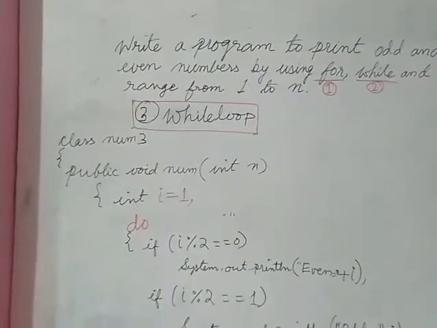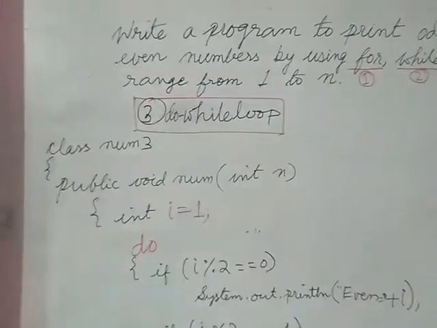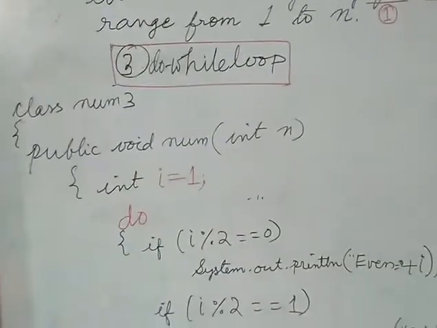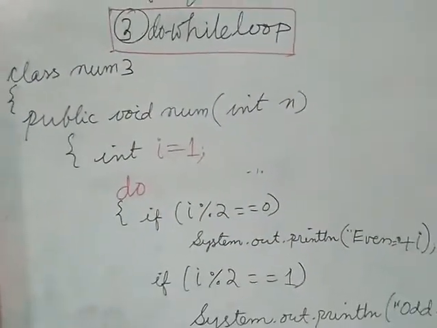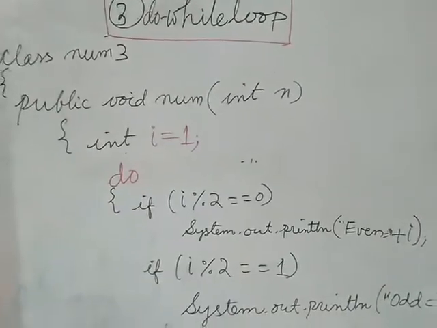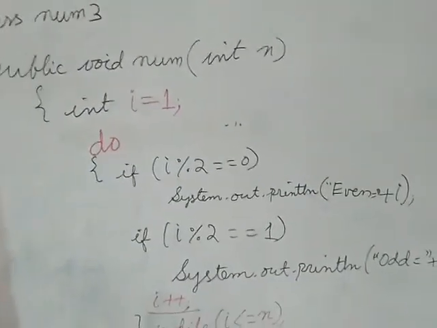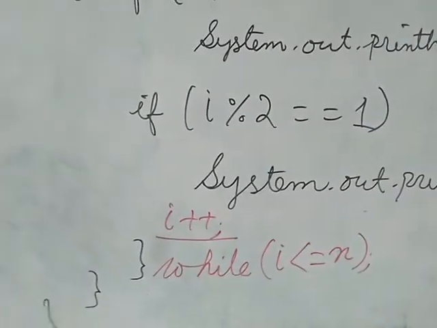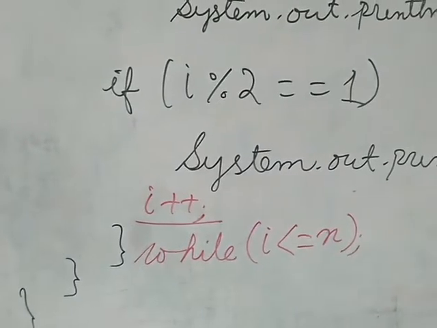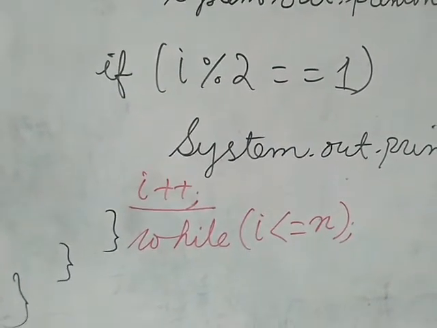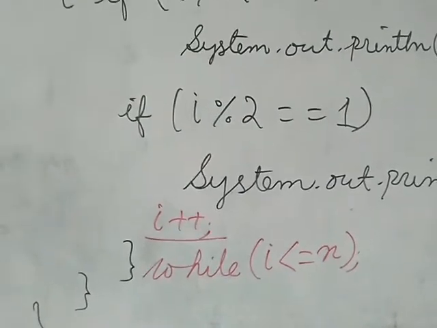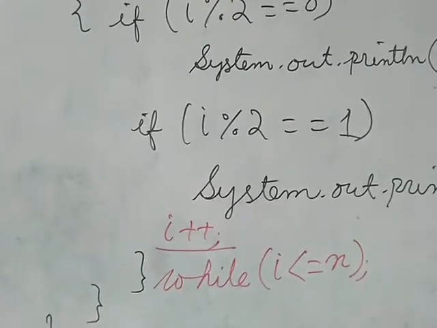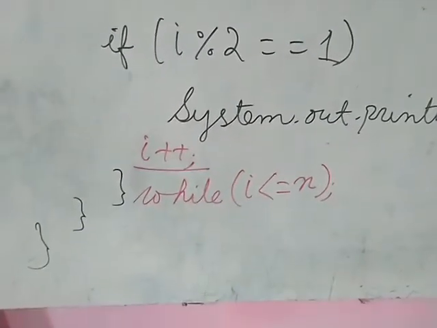Now all of you see the third method by using do while loop. So the process is same. The keyword do, which is highlighted in red, is written at the beginning. The increment I plus plus at the bottom, and the check condition while I less than equal to n, and the importance of semicolon. So that's why I told at the beginning that do while loop is called an exit control loop, because the condition is checked at the last.